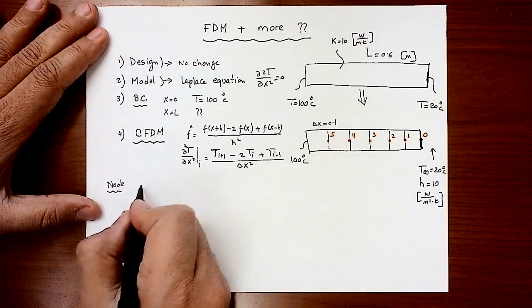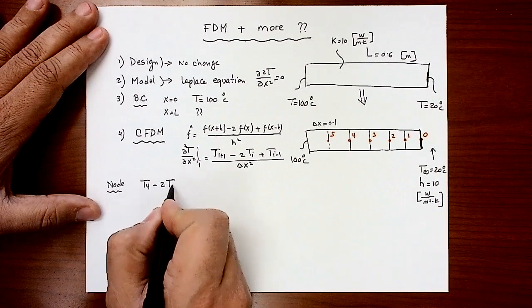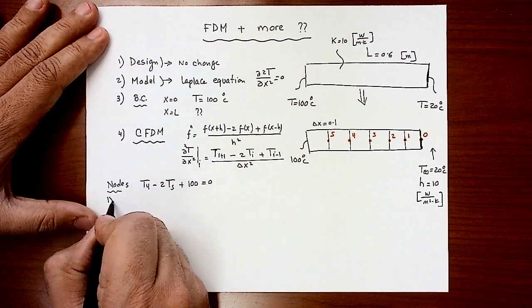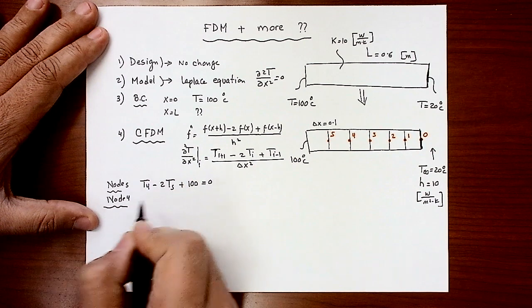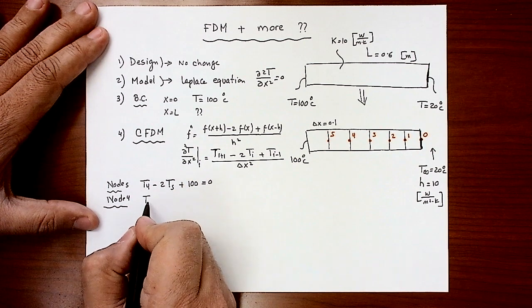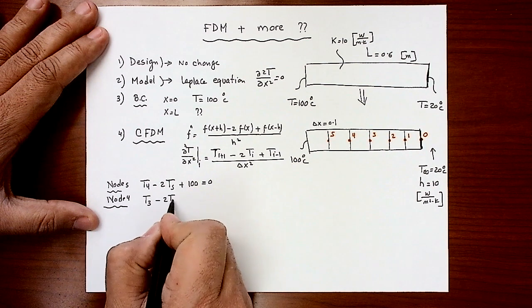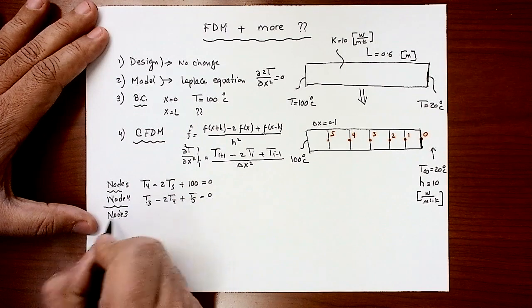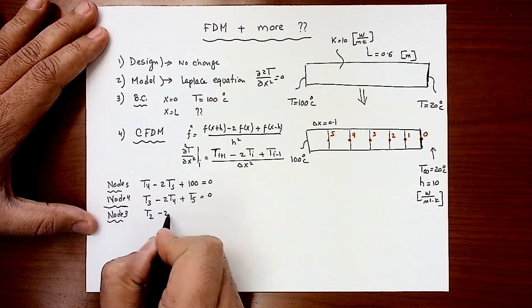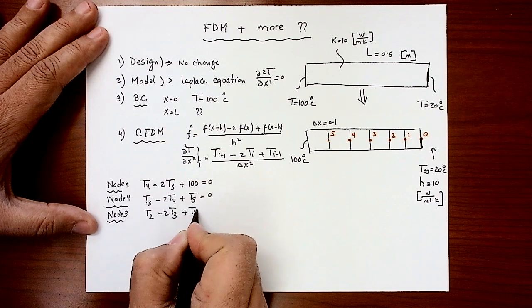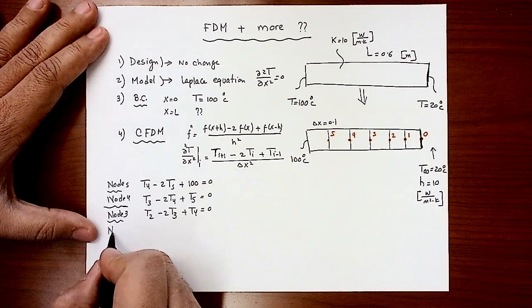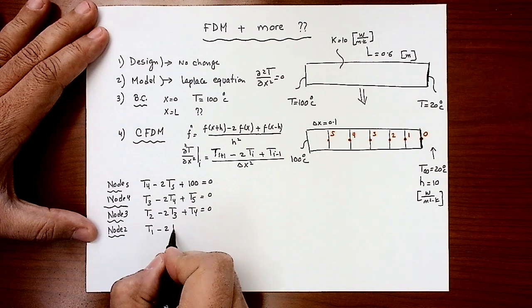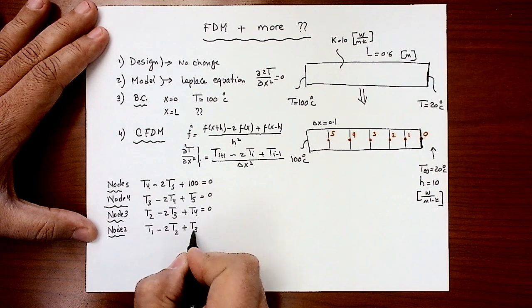So for node 5, the equation will be T4 minus 2T5 plus 100 equals 0. If I want to go for node number 4, the equation will be T3 minus 2T4 plus T5 equals 0. If I want to go for node number 3, it will be T2 minus 2T3 plus T4 equal to 0. If I want to go for node number 2, it will be T1 minus 2T2 plus T3 equals 0.